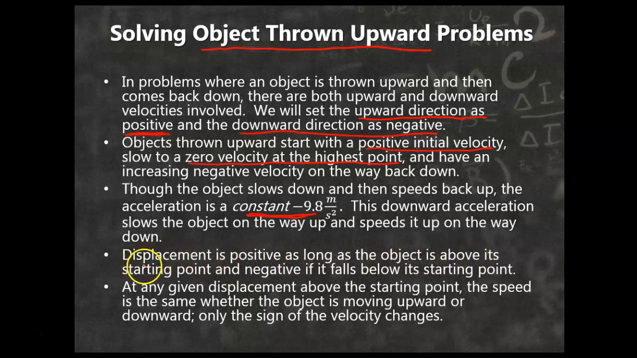Displacement, if you consider the ground to be zero, would be positive, getting more and more positive as the object goes up, and then less and less positive on the way down. But displacement, generally speaking, will be positive because the ball is going up and down and staying at or above ground level the whole time.